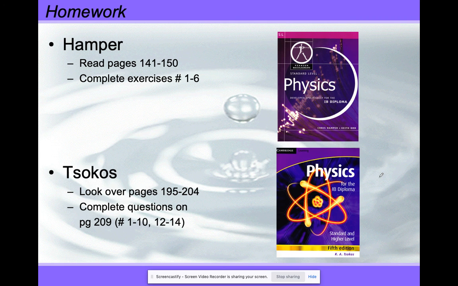Here are the homework problems we're going to work through. Again, this is not an easy section, so make sure if you have questions, you ask.